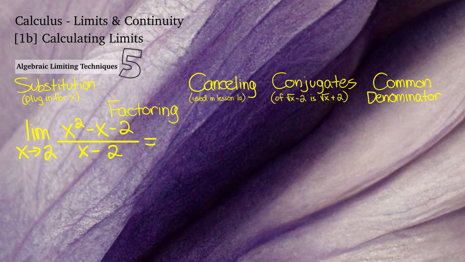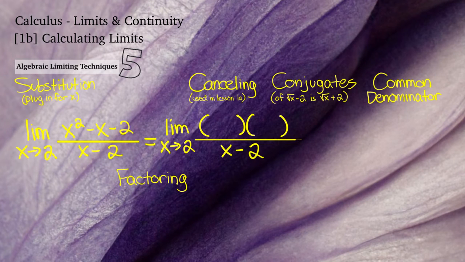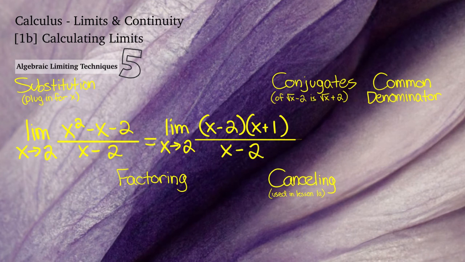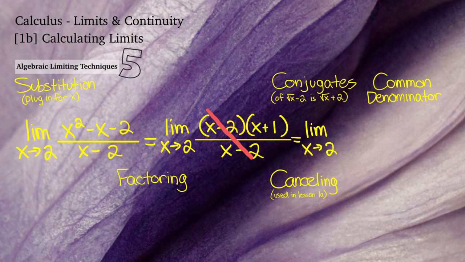Let's try factoring then. We have a trinomial in the numerator, so let's see if we could factor that into 2 binomials. Aha! Do you see it? (x minus 2)(x plus 1) gives us that trinomial. So that means we have a factor in the numerator and a factor in the denominator that are the same. That leads us to the algebraic technique of canceling, or dividing x minus 2 by x minus 2. So that leaves us with the limit as x approaches 2 of x plus 1.